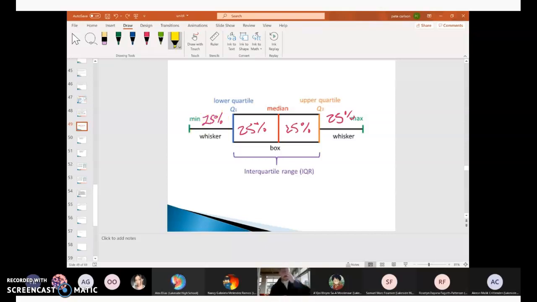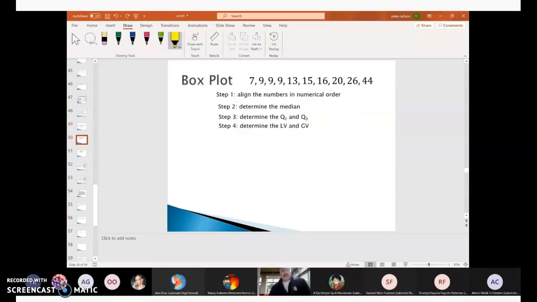So let's talk about how we build a box plot. If you're given a certain set of numbers, the first thing you want to do is put those numbers in numerical order. These numbers are already in numerical order for you. Now, the next thing you want to figure out is the median. To find the median, guys, you don't really have to use any math. You just find the number that's in the center. So let's find our median.